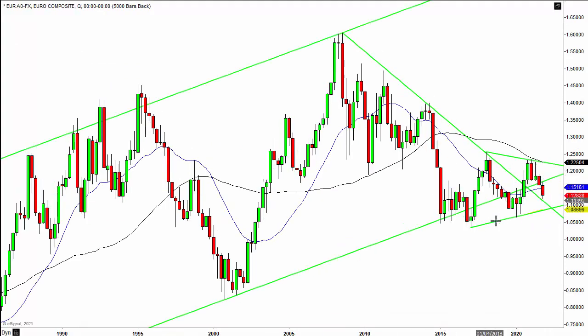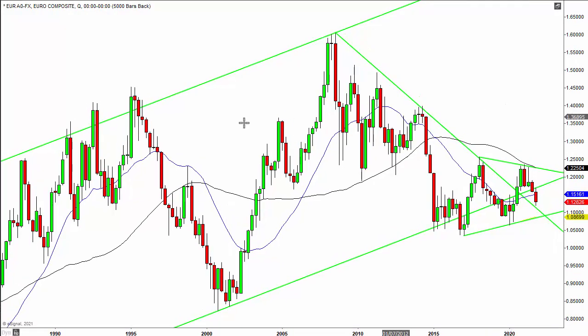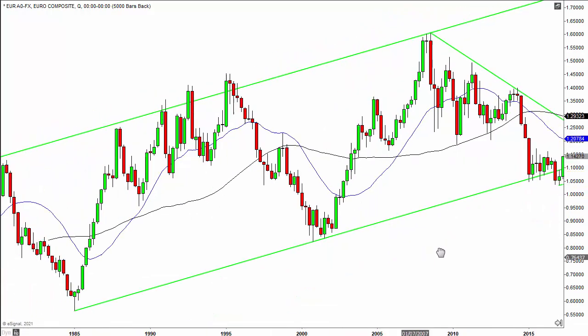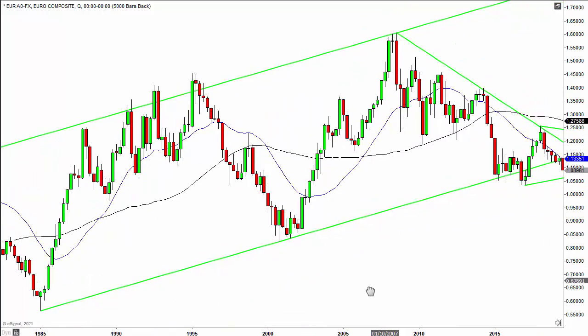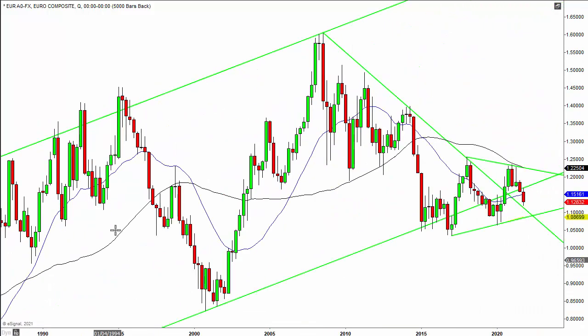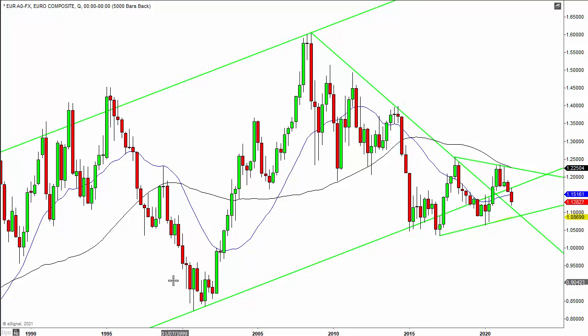Okay, so this is now the quarterly chart, and we've got a slightly different feed here. We've got the composite on, and you can see this long-term trend line going all the way back. Now, the euro didn't exist back in 1985, or in 1995, but it's a composite of the French franc and the German mark, prior to the euro's inauguration, which was about 1999.